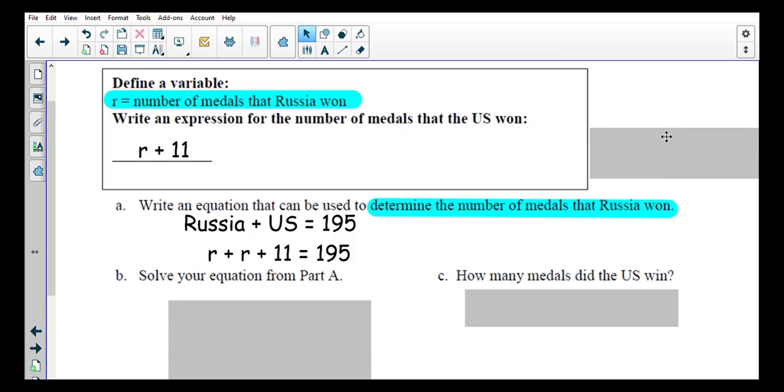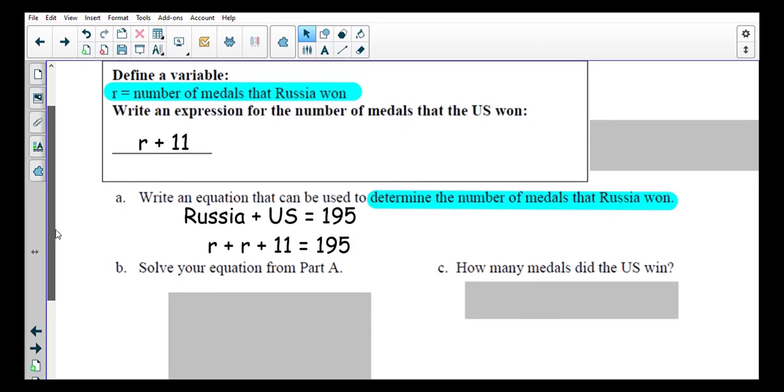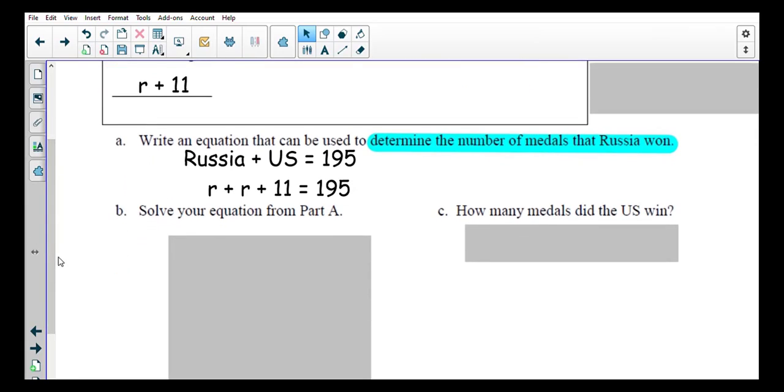Now we can also simplify that, which I'll do down here in part B, but if you want to simplify it, you could also write it as 2R plus 11 equals 195. Again, we saw problems like that when we did algebraic expressions, but we didn't actually write equations, and that was in our last unit. So we saw this last unit, and now we're building on this to write equations.